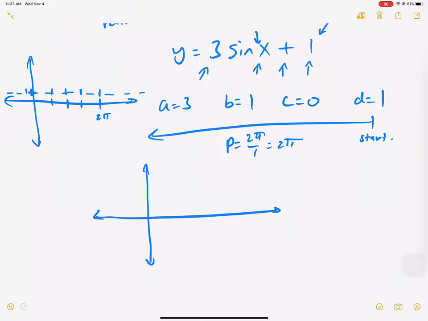So we did D, we did C, we did B. B is how long it takes me to finish one graph. And the only thing we have left is A, which is our amplitude. So from our D value, remember we moved up by 1. We take 1, 2, 3 steps going up, and 1, 2, 3 steps going down. And our graph is going to happen in between these lines.